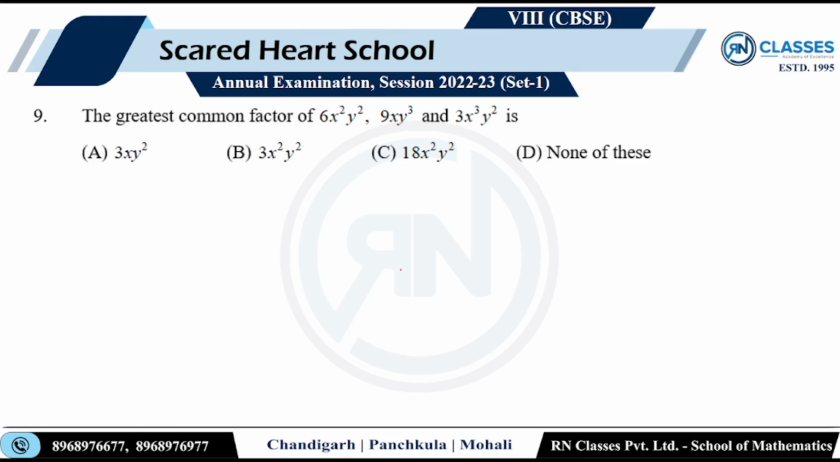The greatest common factor of 6x square y square, 9xy cube and 3x cube y square. First I take the coefficients. A common factor must be a factor of all of them, but we need the greatest, right? So what is available in all is 3, right? Then x square, x and x cube gives x, and y square, y cube and y square gives y square. So 3xy square, A part is the greatest common factor.